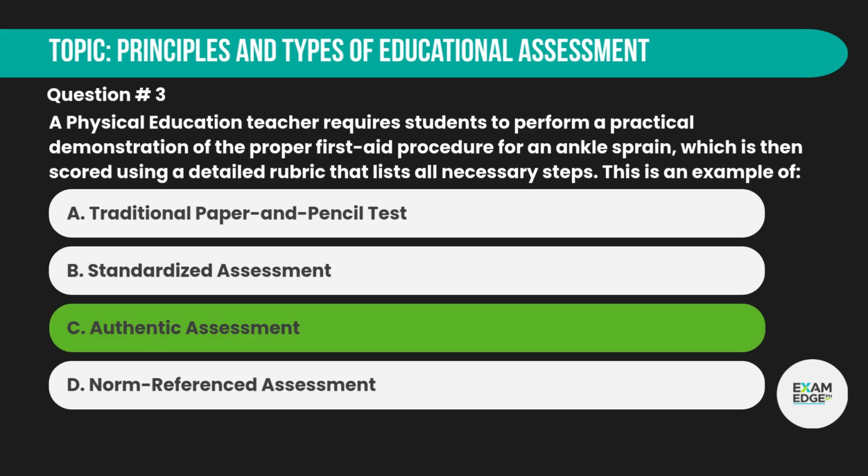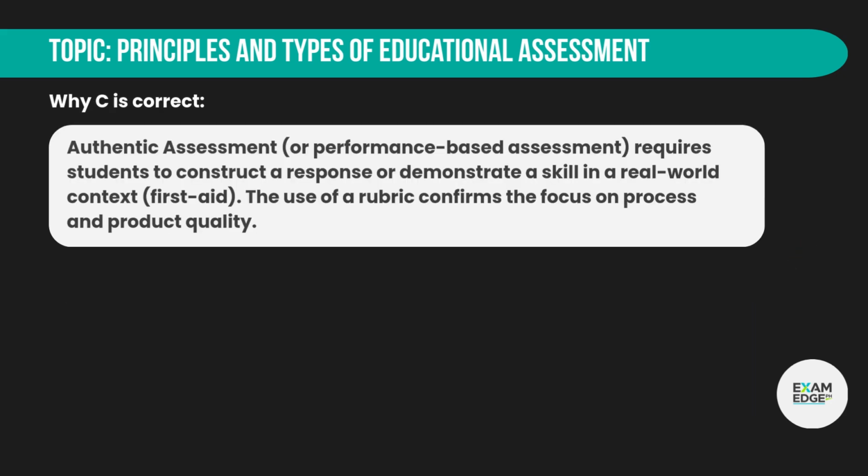Correct answer: C. Authentic assessment. Why C is correct? Authentic assessment, or performance-based assessment, requires students to construct a response or demonstrate a skill in a real-world context, first aid. The use of a rubric confirms the focus on process and product quality.